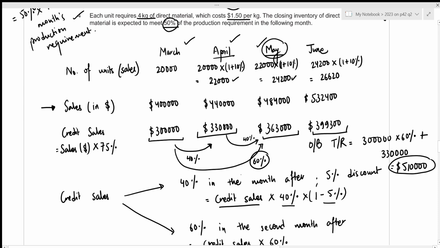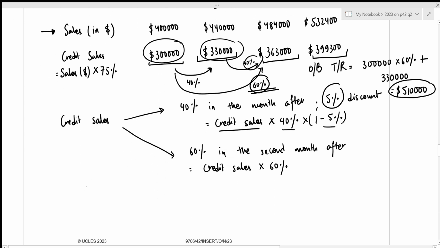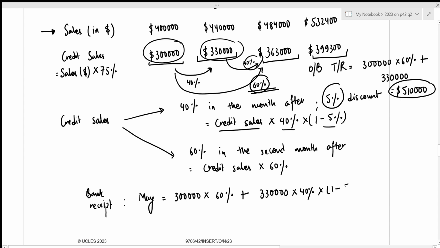Okay, for the month of May, remember we are getting 60% of the credit sales made in the month of March and 40% of the sales made in the month of April after allowing for this 5% discount. So the bank receipt for the month of May is just going to be 300,000 times 60% plus 330,000 times 40%, but we also need to incorporate the 5% discount. This will give the amount of 305,400.